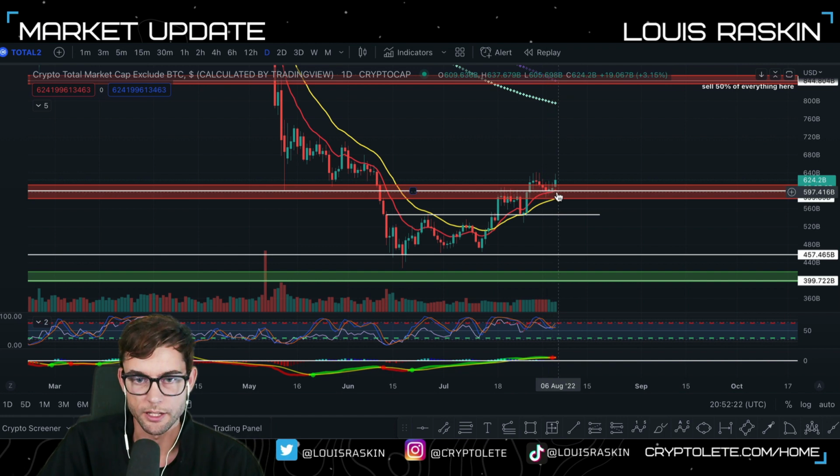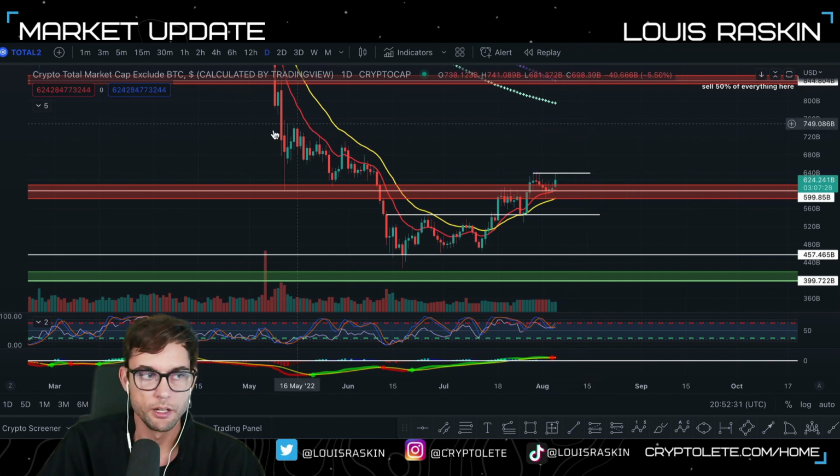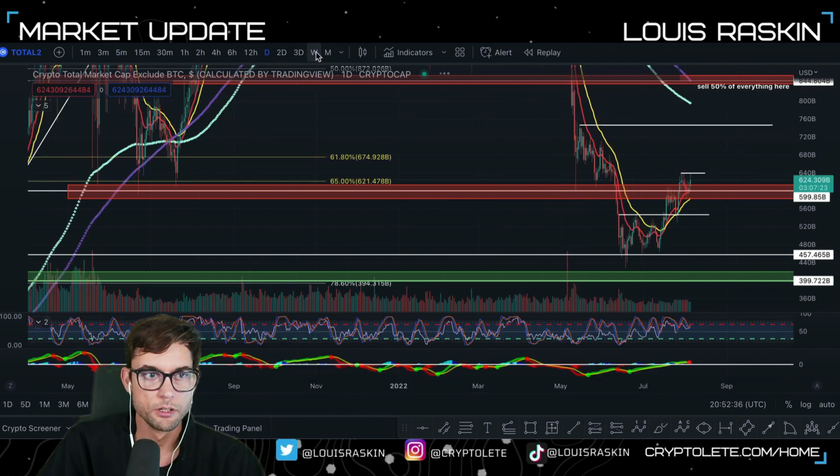And now we're doing that again. So why not, if this is the new resistance, why not bust through this again, retest it, bust this again, and probably target up here. Go back to the weekly.